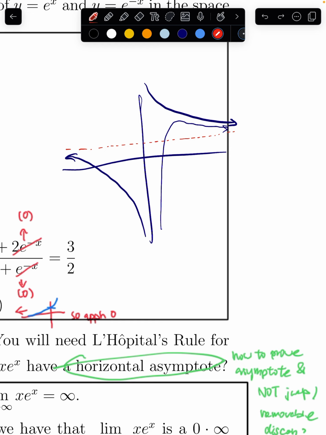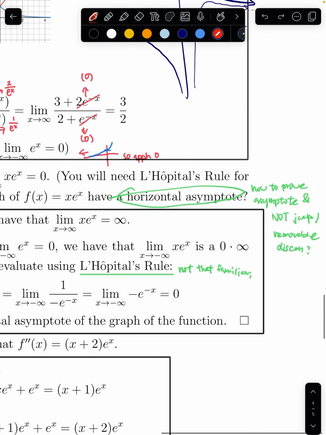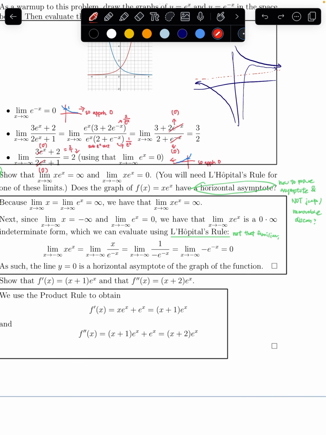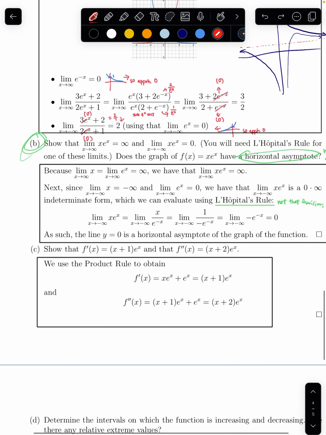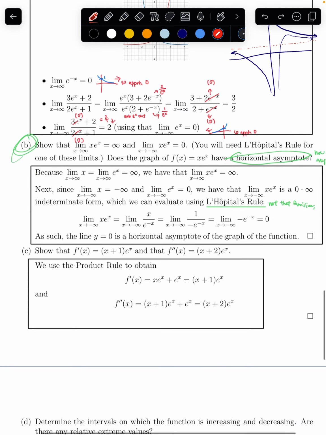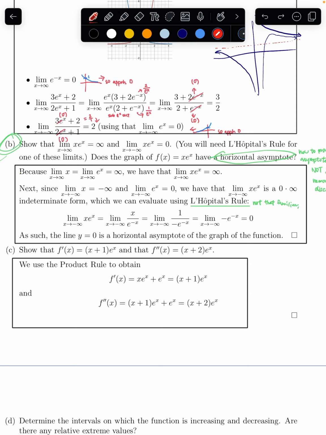So going off of that explanation, hopefully it makes a bit more sense. The whole idea of a horizontal asymptote is if it approaches it as x approaches infinity or negative infinity. And the whole answer for this basically goes over that. They go, well, I'm assuming they do. Hopefully, I haven't read this yet.